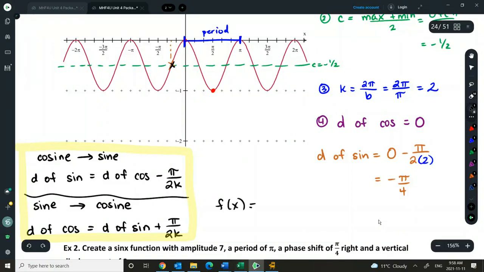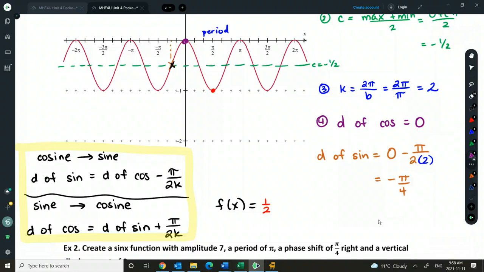So putting this in, yeah, Keaton? I was wondering how you got the d of cos. D of cos, we looked for the maximum. So in this case, the maximum is actually right on 0. Just looking for the maximum.